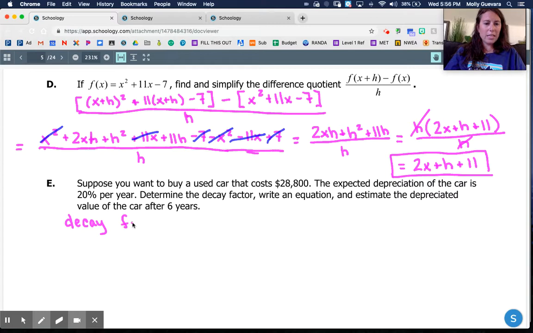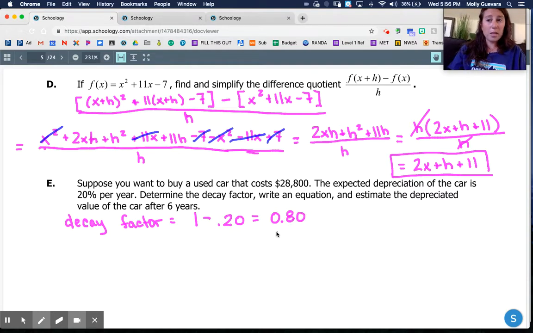So the decay factor is just 1, and then because it's decay, I'm subtracting. If it was growth, I would add. So it's 1 minus your percentage, but your percentage as a decimal. So my decay factor here is 0.80. I had 100%, subtract 20%, I'm left with 80%.